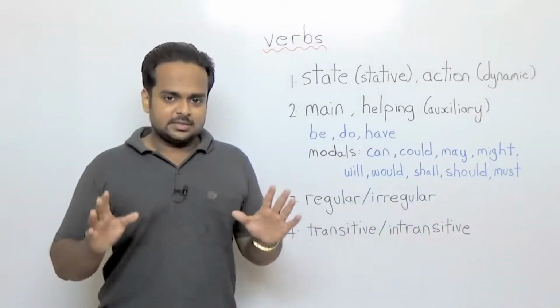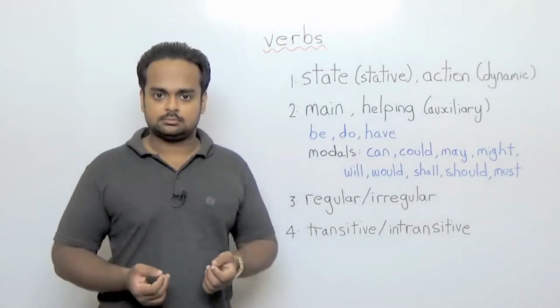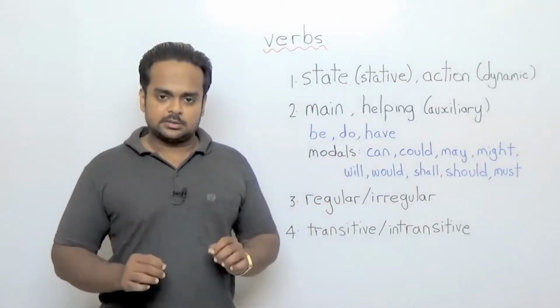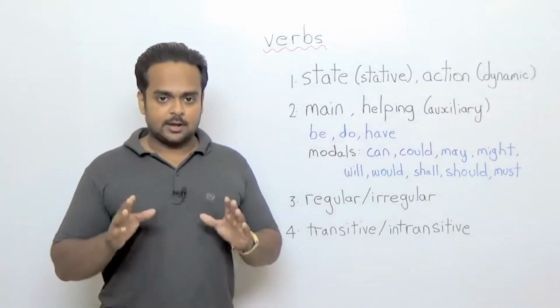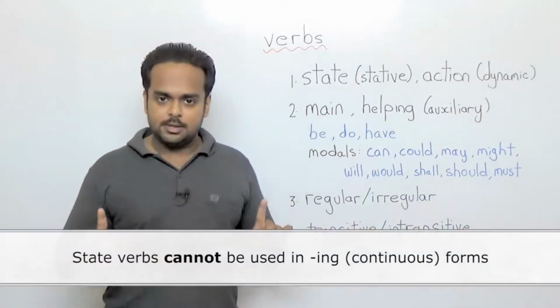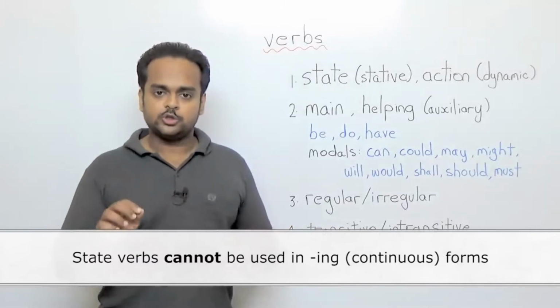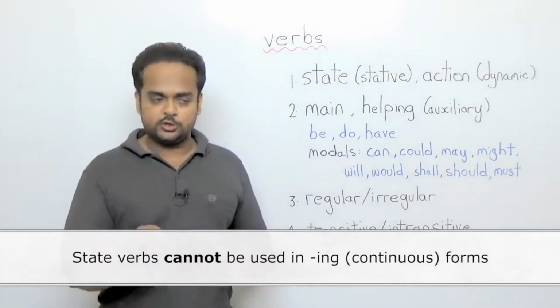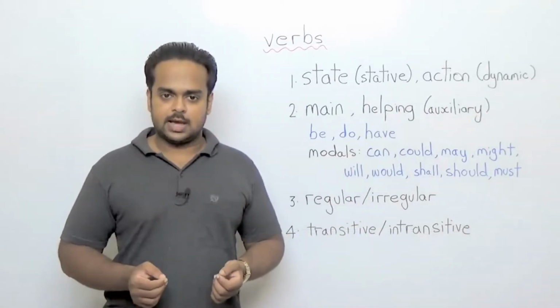Okay, but why is this difference important? And is it important at all? It is, because there's an important rule in English that you should know. And that rule is state verbs cannot be used in ing forms. When you want to use a continuous form, you can only do that with action verbs. Let's look at a couple of examples.